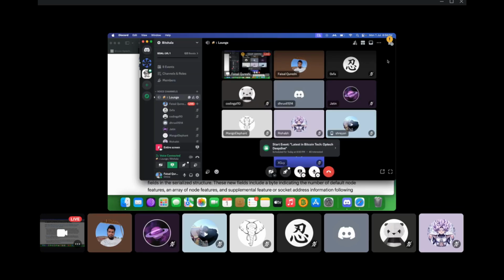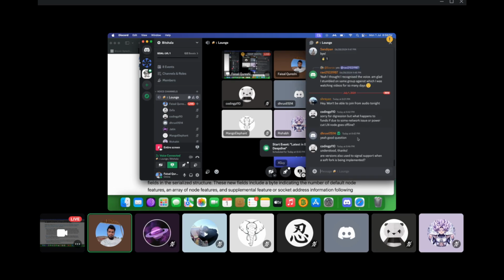Something in the chat. Understood. Thanks. Are versions also used to signal support when a soft fork is being implemented? Uh, no, I think the miners do that. That is what the miners do. The miners set a certain flag, not these versions.